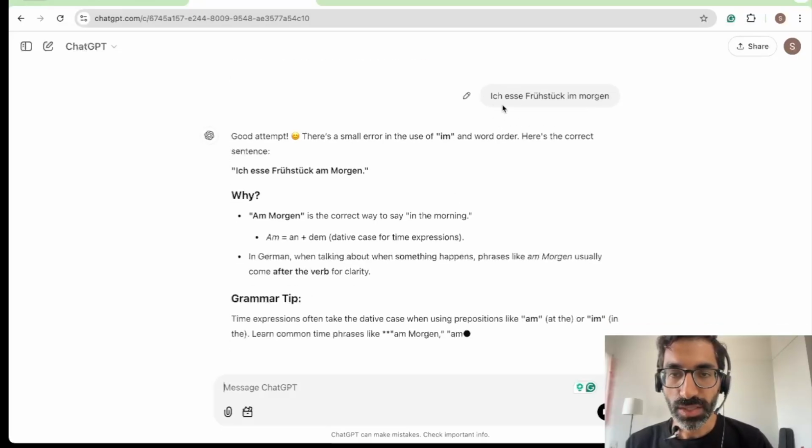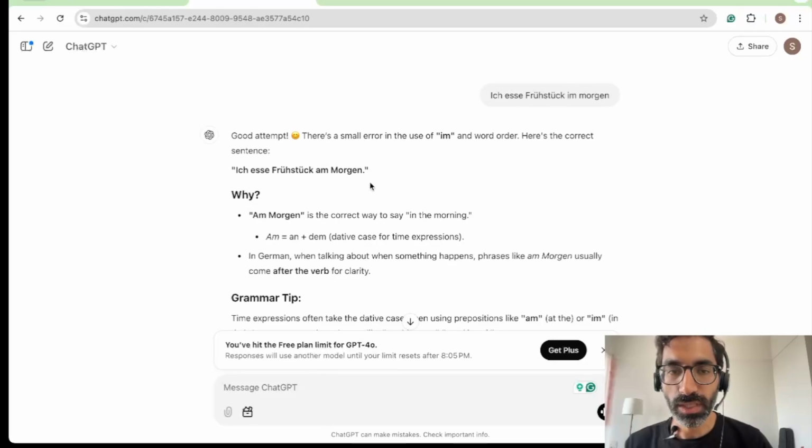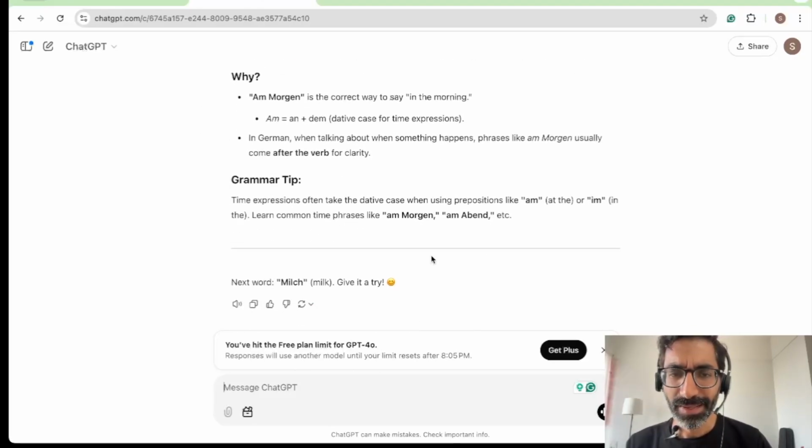So I wrote "Ich esse Frühstück im Morgen," but ChatGPT is saying that I have to write "Ich esse Frühstück am Morgen." Why? Am Morgen is the correct way to say in the morning. Am is basically a dative case for time expressions. Okay, again, small mistakes, but this is how you learn.